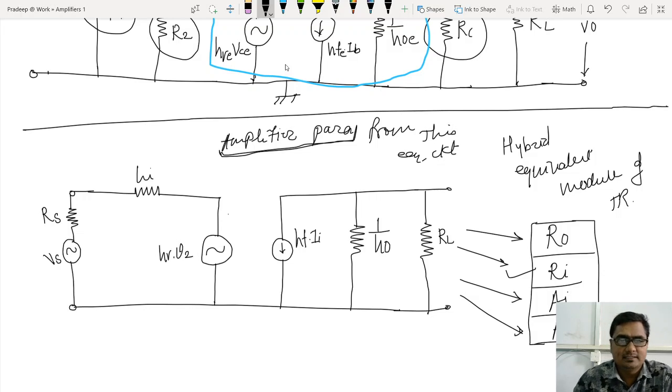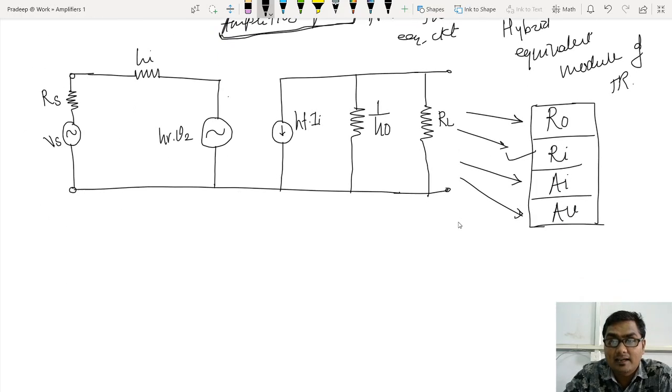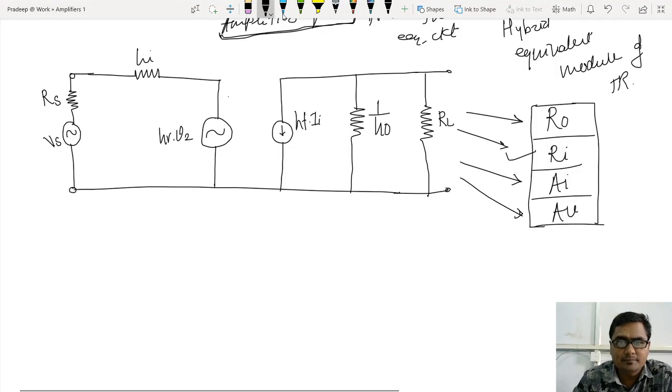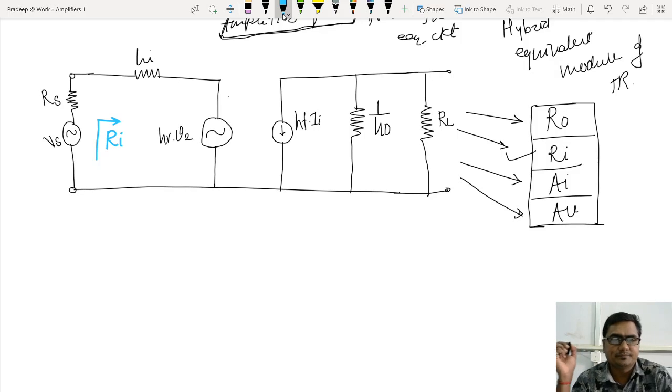So now let us start the analysis, which means let us start deriving RO, RI, AI and AV from this circuit. One thing I know is that this is the input part. It means if I see the impedance from this point, that impedance will be the input impedance, Ri. Try to understand, I am talking about impedances.